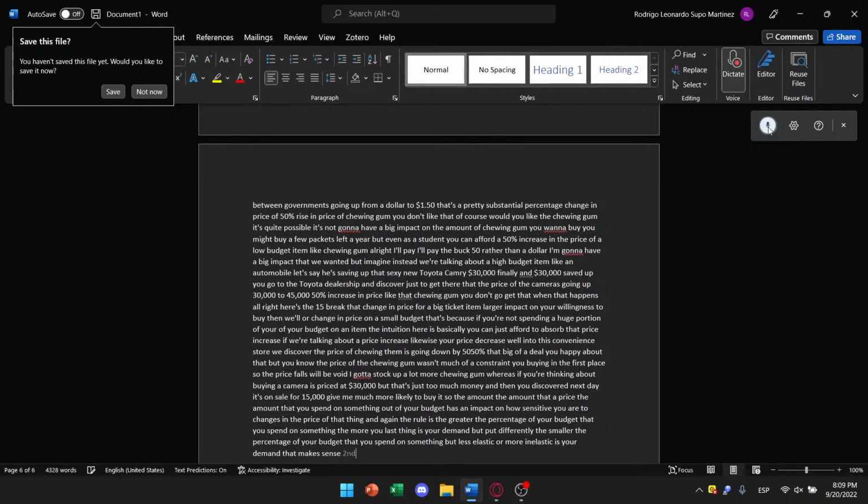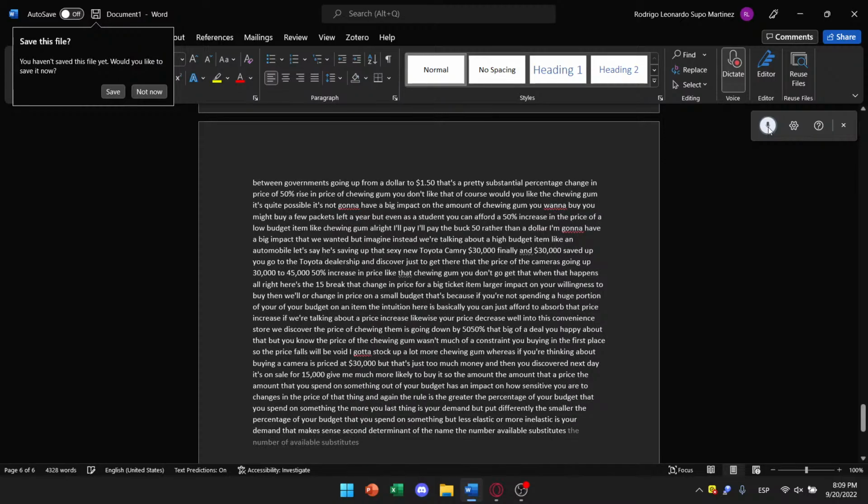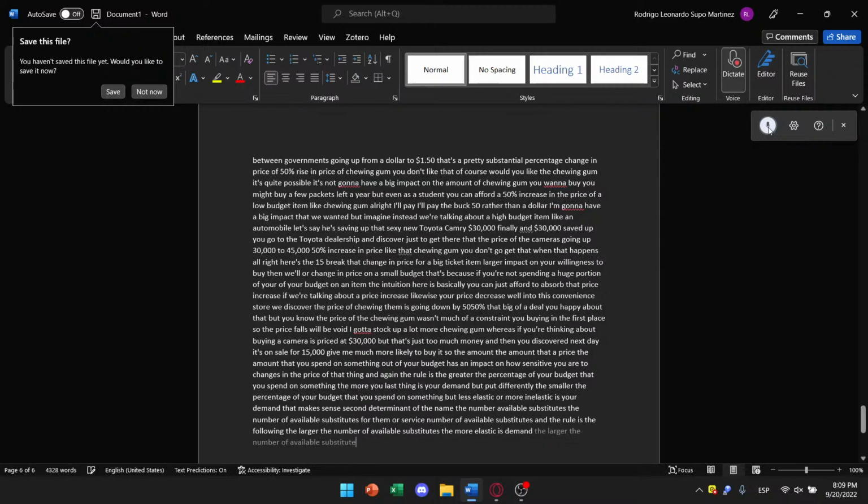Second determinant of demand elasticity is the number of available substitutes for the good or service. And the rule is the following. The larger the number of available substitutes, the more elastic is demand. The larger the number of available substitutes, the more elastic is demand, the more sensitive buyers are to changes in the price of that good.